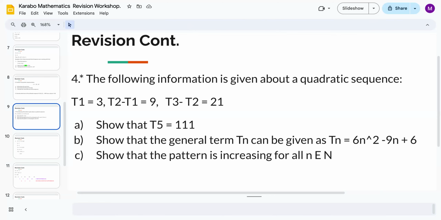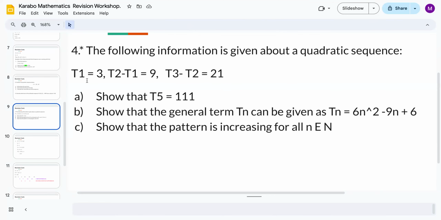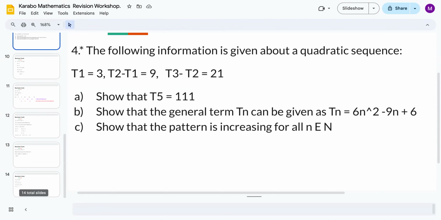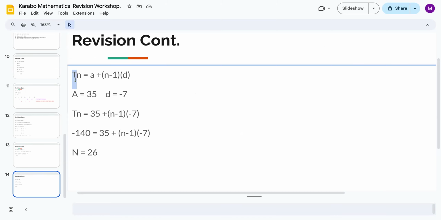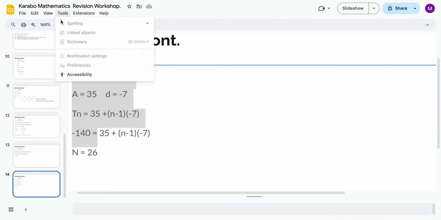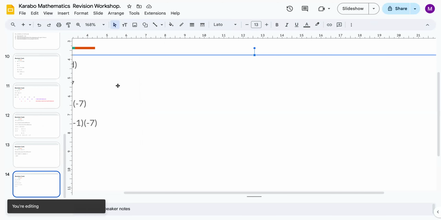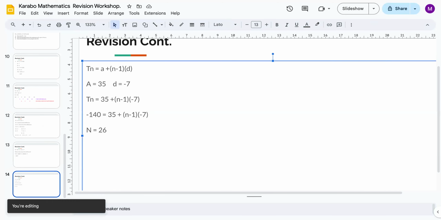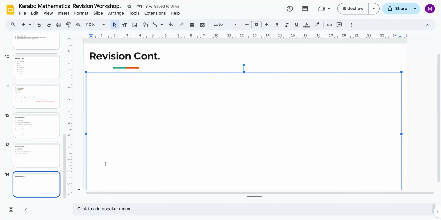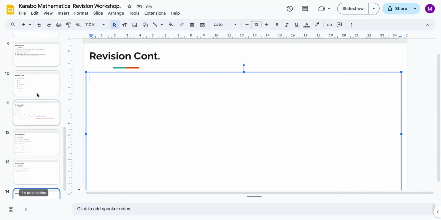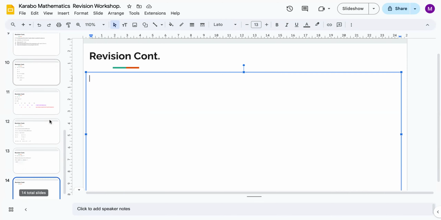Okay, let's start attacking this question, guys. So this one is a bit of a higher order question. We'll start with A. Show that T5, the value of the fifth term, is 111. Okay, now with this question, guys, always look at the information. Everything and anything we need is in the information that they've given us.